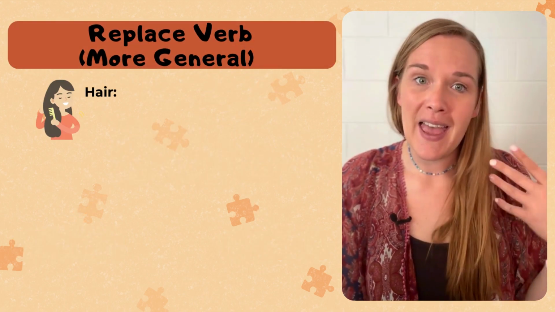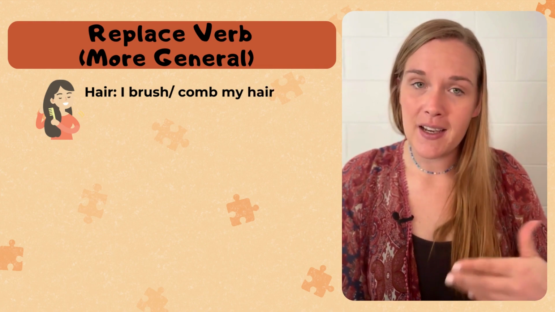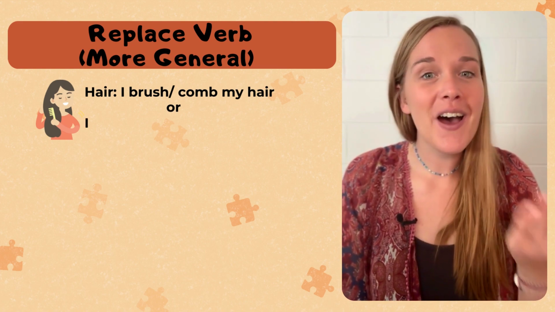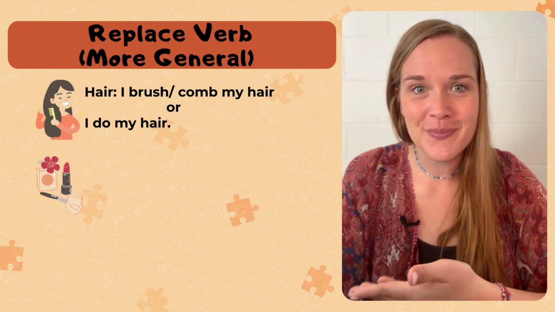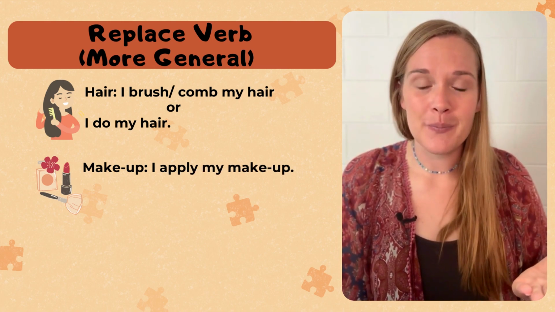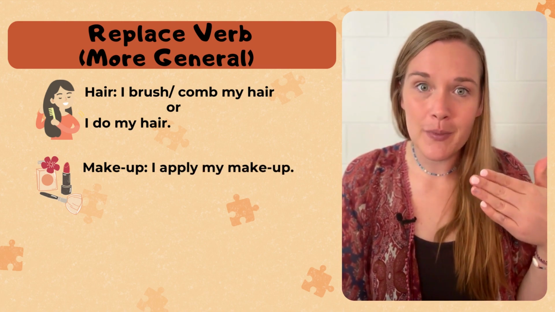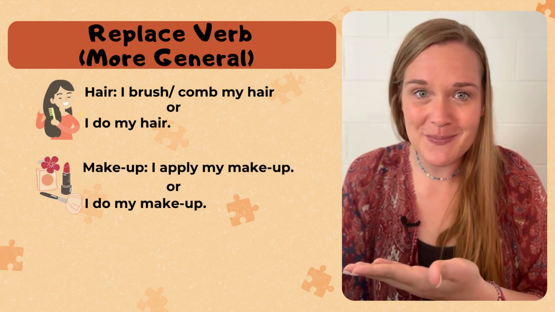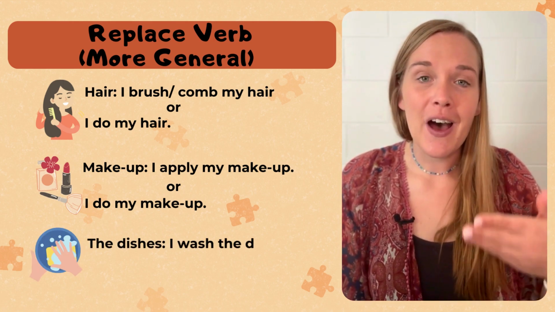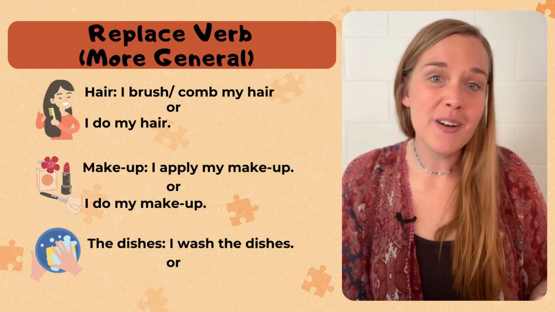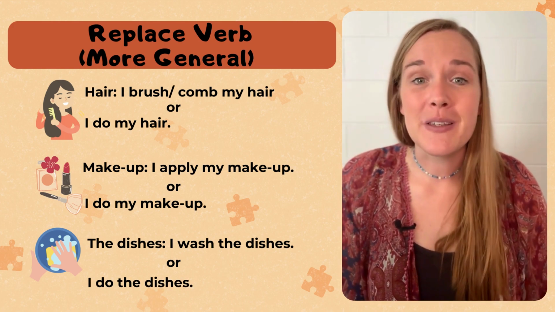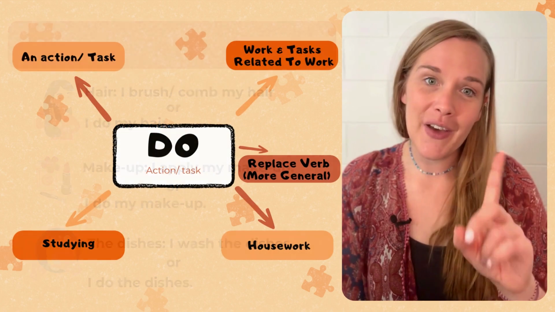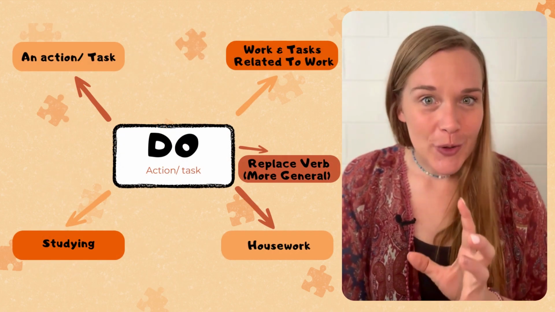Do can also be used to talk more generally about an action and replace another verb. For example, hair. We could say, I brush or comb my hair, or we could say, I do my hair, more generally. The same with makeup. We could say, I apply my makeup, or we could say, I do my makeup. I do my makeup in the mornings. The same with dishes. I wash the dishes, or I do the dishes. So do can be used also to replace another verb when we are talking generally. Okay, so that's the end of do.